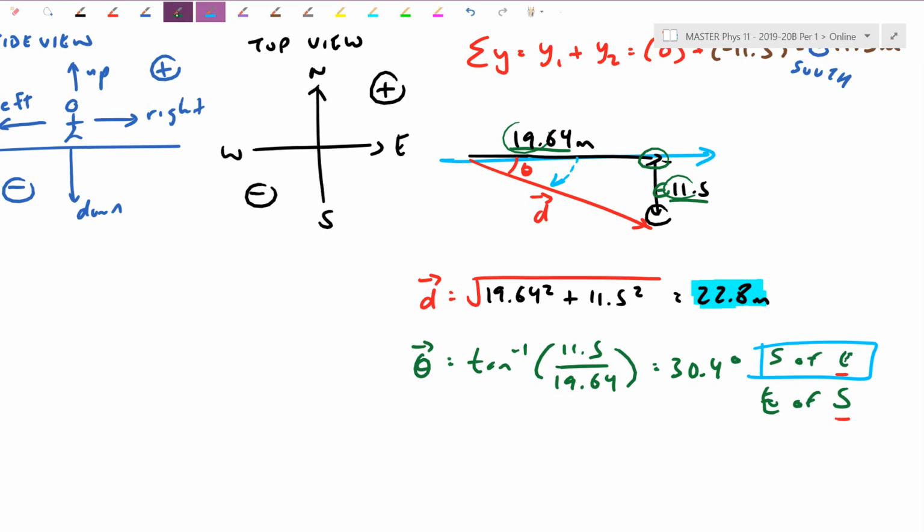Especially for multiple choice, however, when we're trying to match up our answers, it's possible I could have given you the other angle. Because these angles here are complementary, meaning they add to 90, I can also imply 90 minus this answer here. It could have also been written here, 59.6 degrees east of south. So that there is an example of a vector addition problem. That'll show up in the next chapter on momentum, so make sure you do practice that there.